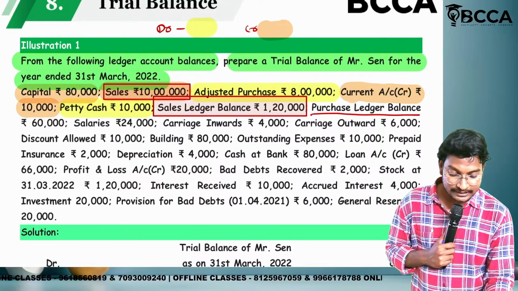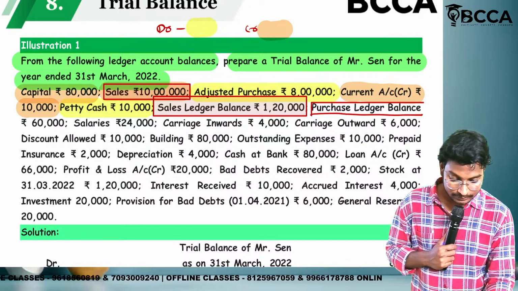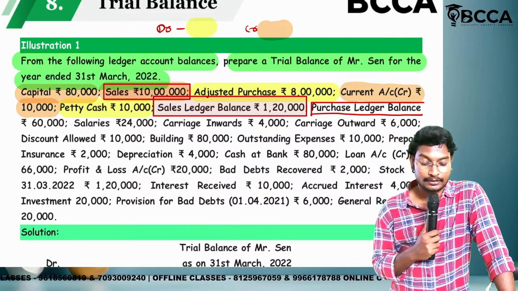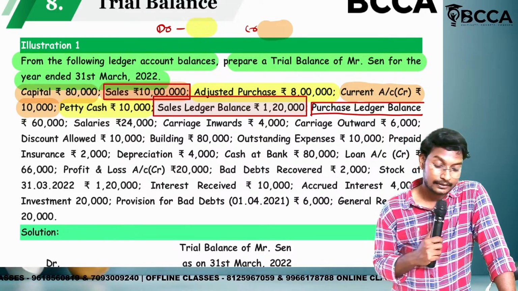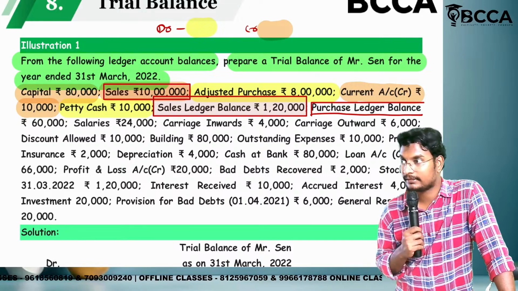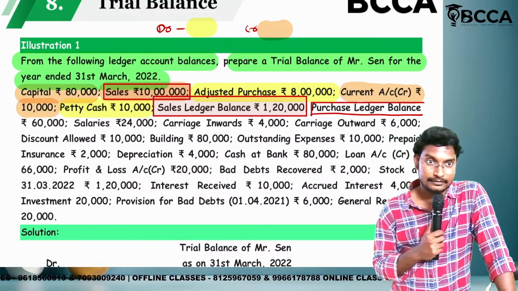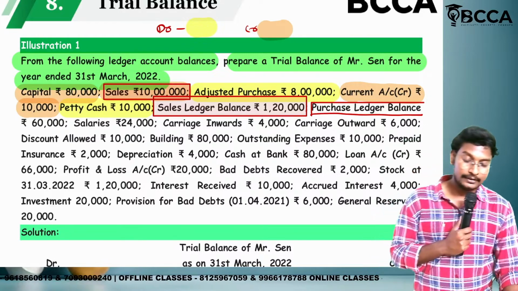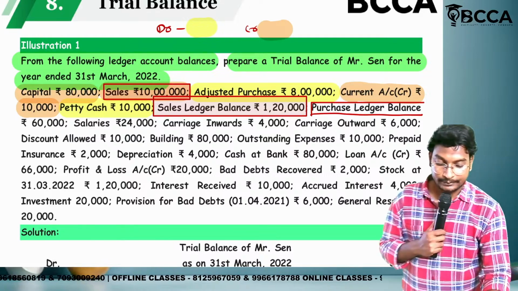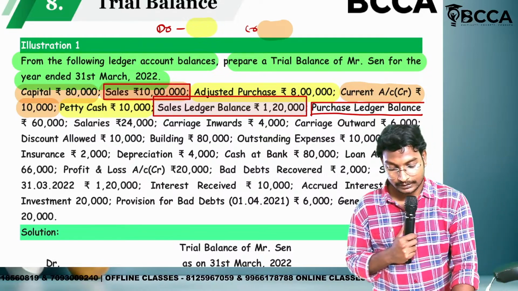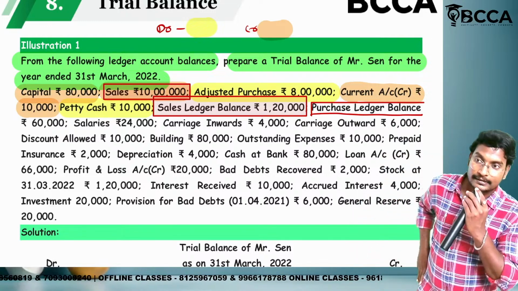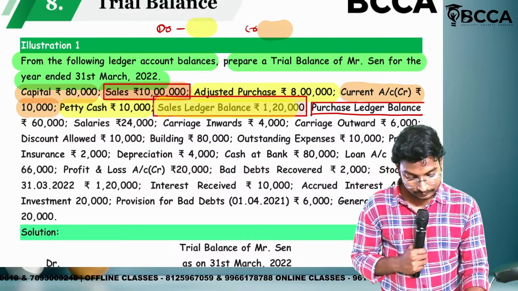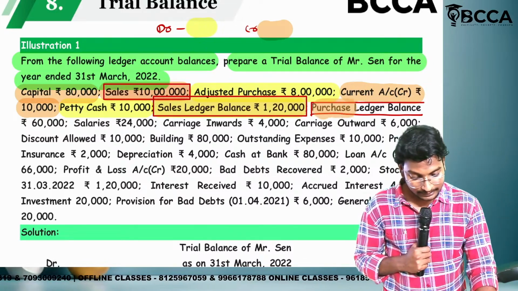So again they have given the sales ledger balance, and again they have given the purchase ledger balance. What is the meaning of these two? Sales ledger means credit sale. That means debtor. Purchase ledger means creditor balance. Now say sales ledger debtor, which balance? Debit balance. Okay guys? Did you get the point or not? Sales ledger means debtor. Purchase ledger means creditor. Next, purchase ledger means credit balance.